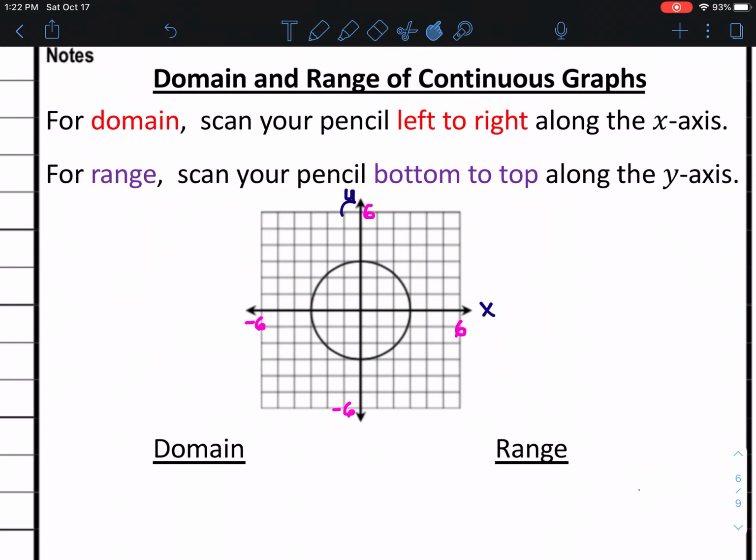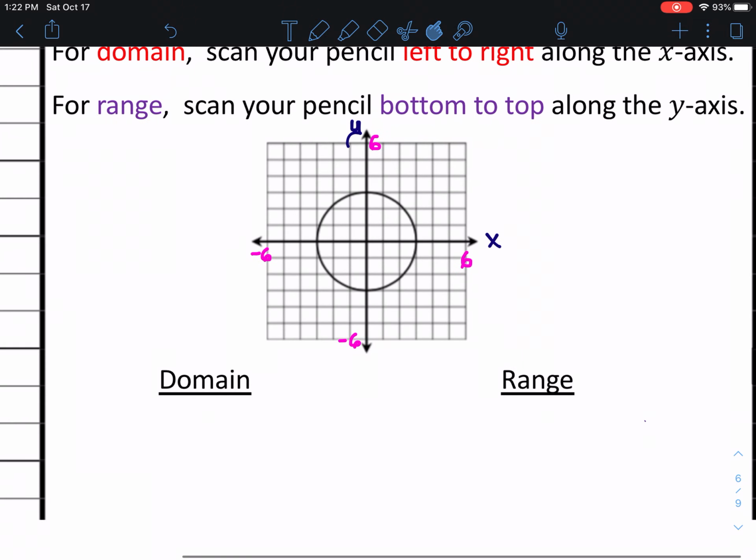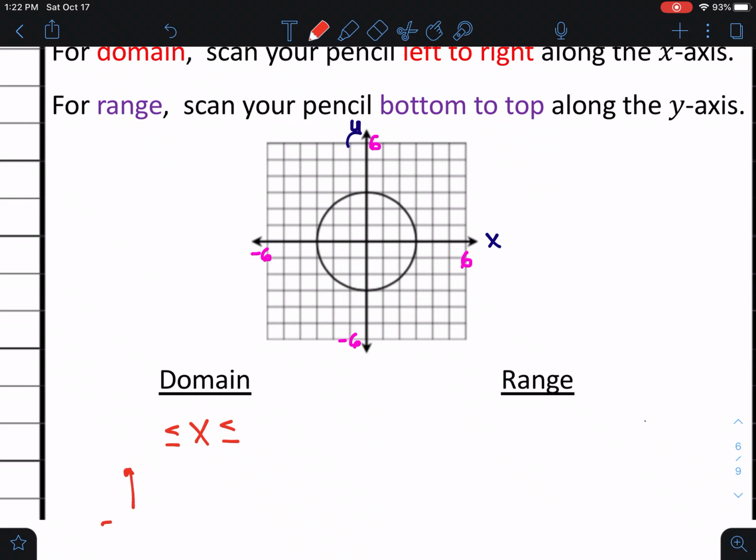Now, we're going to notice that everything is going to be in between some value. So we're going to write a compound inequality, and I'm going to set it up the same way, like this, with an x in the middle because x is domain. And then we're going to have the small number here and the bigger one here.